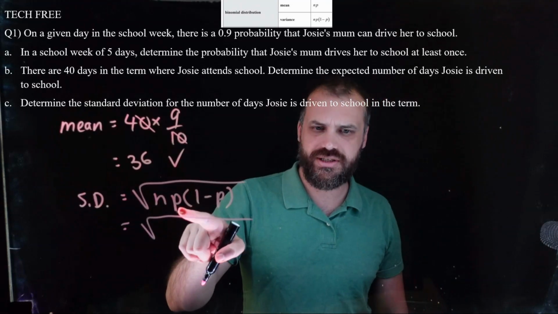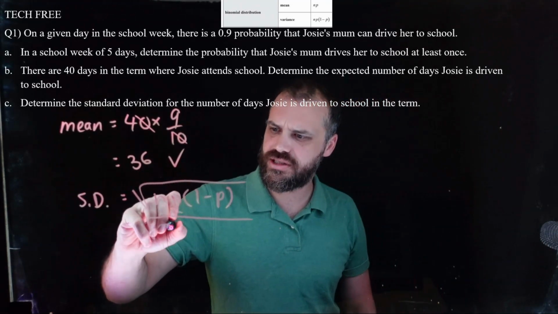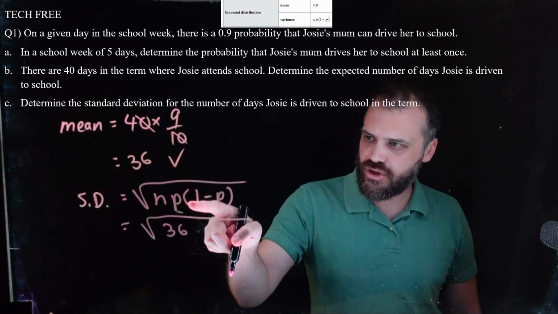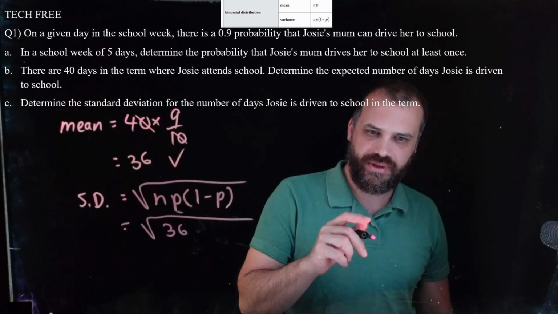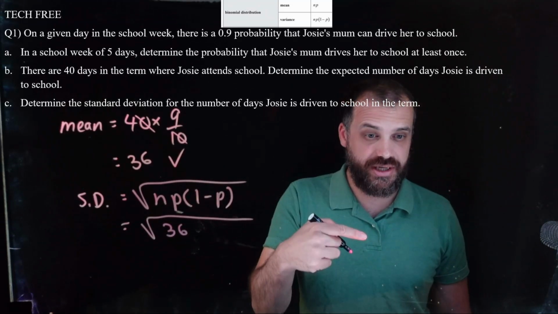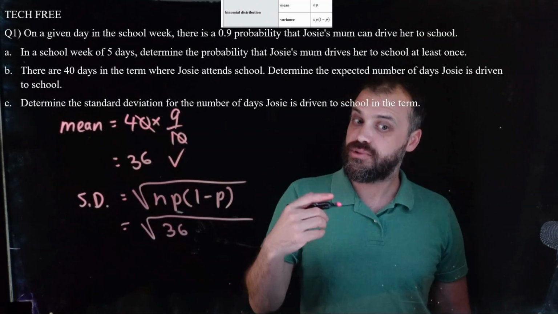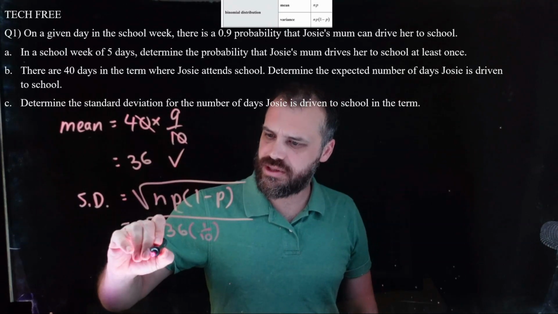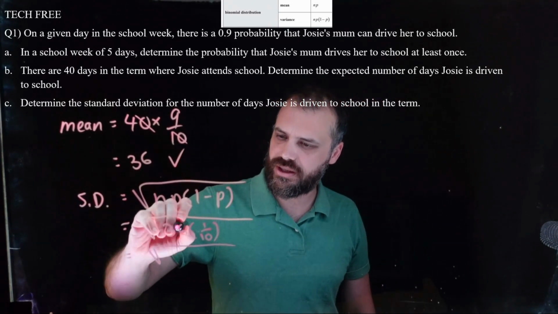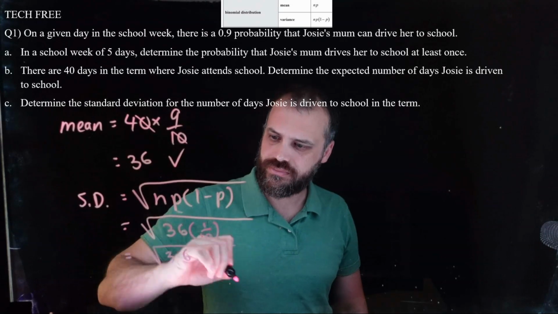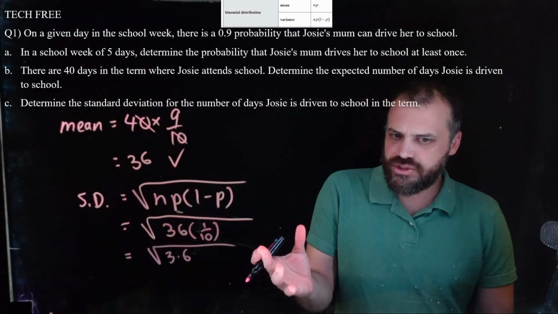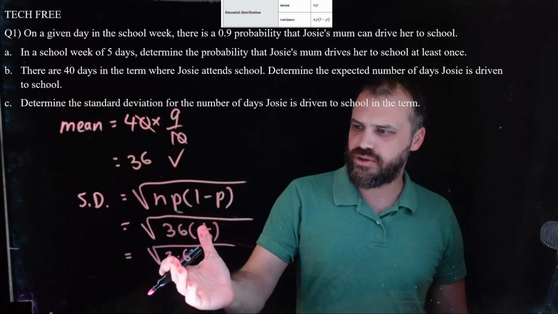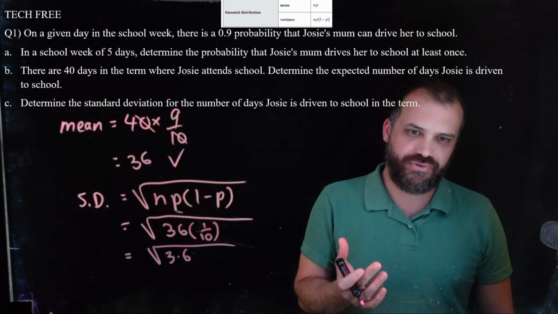Okay, the square root of n times p. Now, actually, I already did n times p. I got 36. Times 1 minus p. Now, p is 9 over 10, so 1 minus p is 1 over 10. That's going to give me the square root of 3.6. I think we can stop there. I don't think we're going to come up with a nice value for the square root of 3.6.